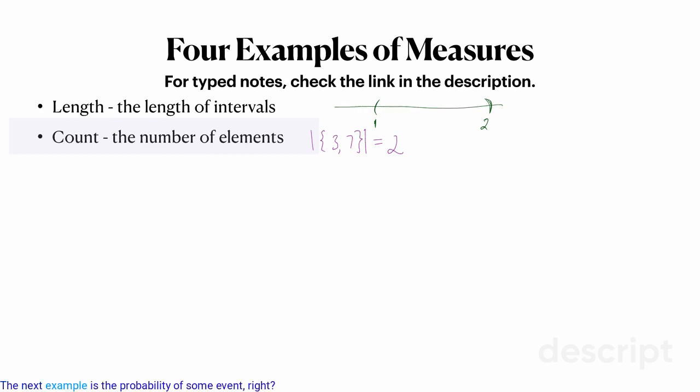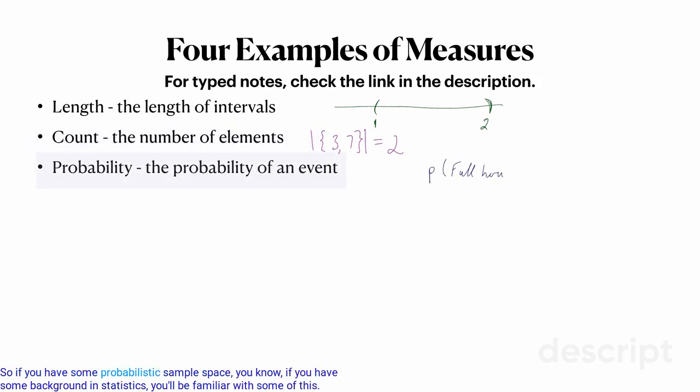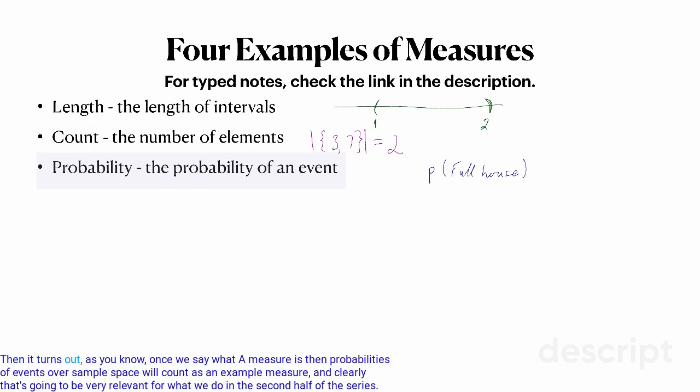The next example is the probability of some event, right? So if you have some probabilistic sample space, if you have some background in statistics, you'll be familiar with some of this. Then it turns out, once we say what a measure is, then probabilities of events over a sample space will count as an example measure. And clearly that's going to be very relevant for what we do in the second half of the series.